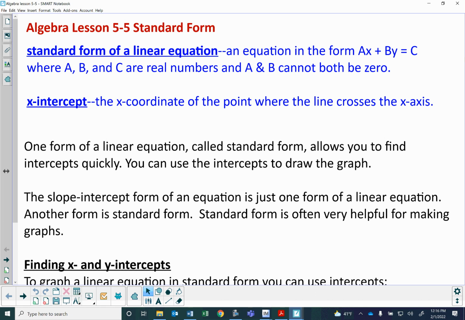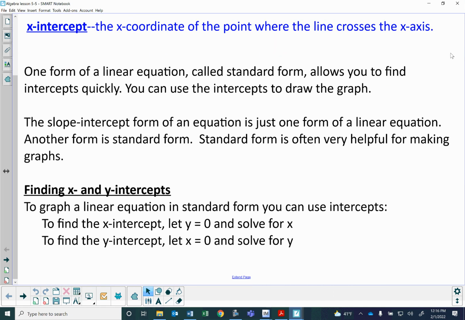So the slope-intercept form of an equation is just one form of linear equations. Another form is standard form, and standard form is often very helpful for making graphs, especially ones that are dealing with real-world situations. So if we're going to find our intercepts, the thing that you need to be aware of is to find your x and y intercept, to graph a linear equation in standard form using your intercepts.